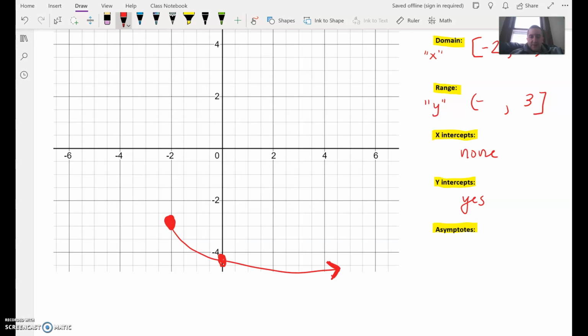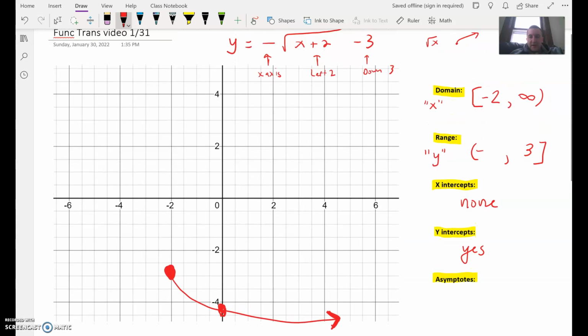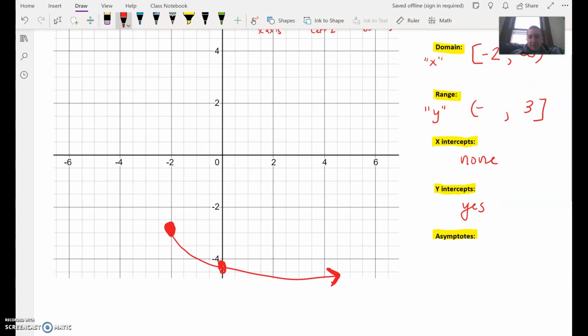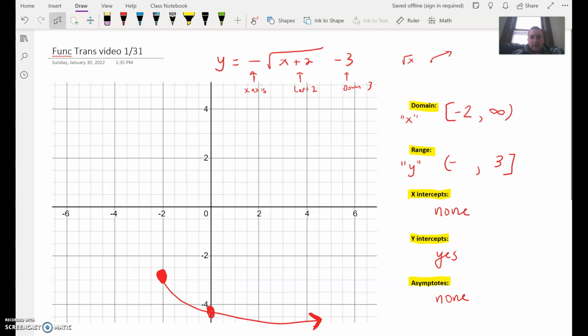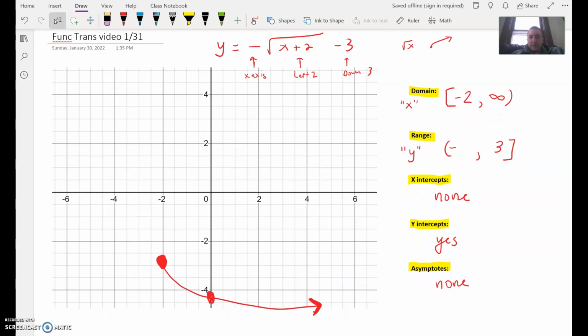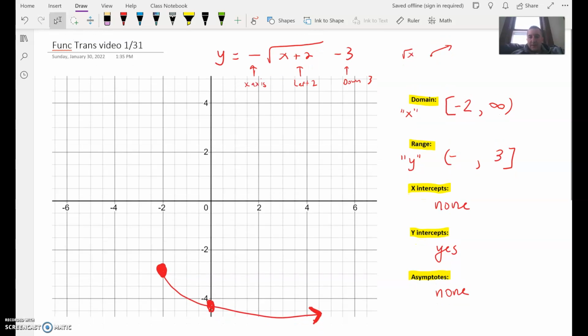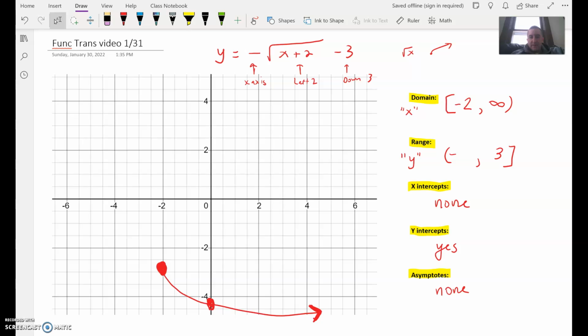And then asymptotes. Does this have an invisible boundary that we can't cross? Any asymptote equation? No, it does not. Okay, let's do a couple more. Pause this video if you want to go back and watch, because I'm about to erase this. But that's the basics of domain, range, intercepts, and asymptotes. Let's do one that does have an asymptote.